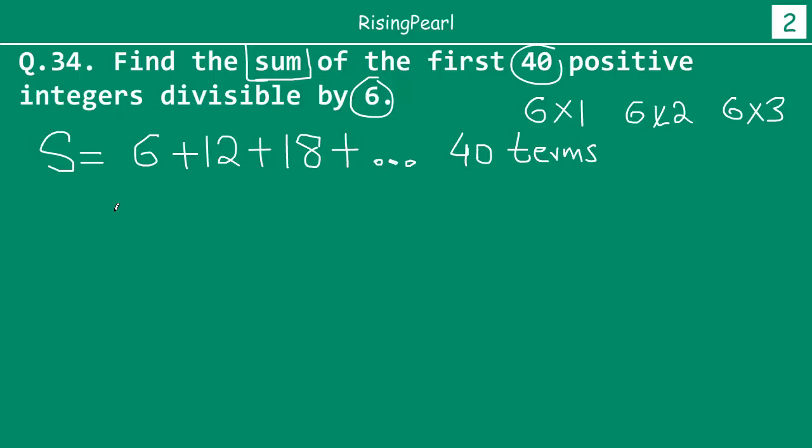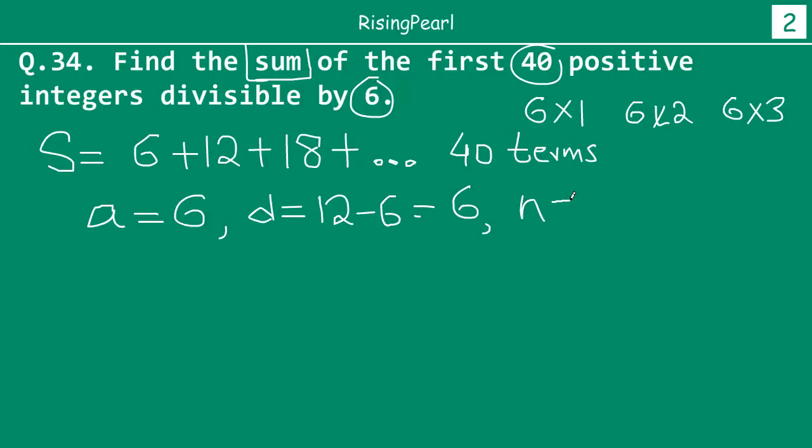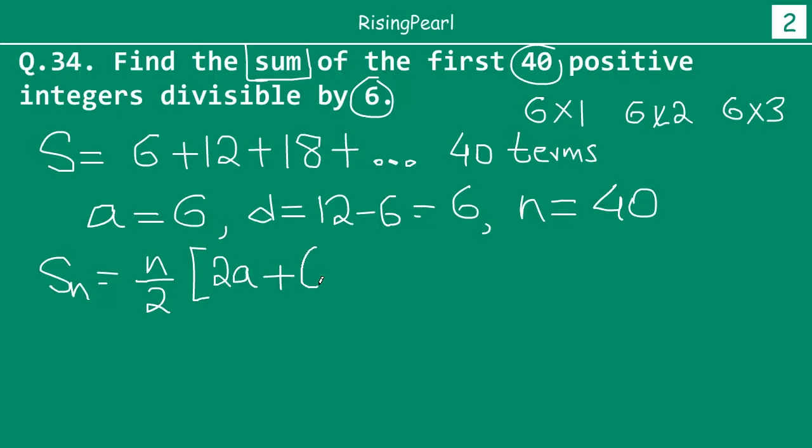So how can we do this? Well, clearly we know that a, the first term, is 6, right? We also know that the common difference will be 12 minus 6, which is 6. So the common difference is also 6. And the number of terms for which we want to find the sum is 40. So we know that this is given by the formula n by 2 times (2a plus (n minus 1) times d). So we need to know n. Do we know n? Of course, n is 40.